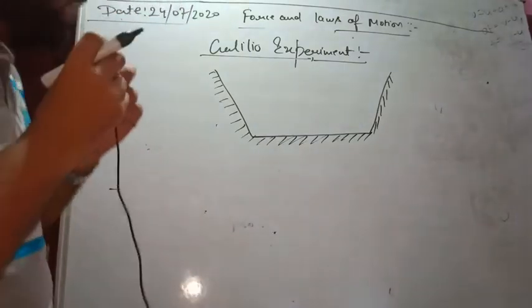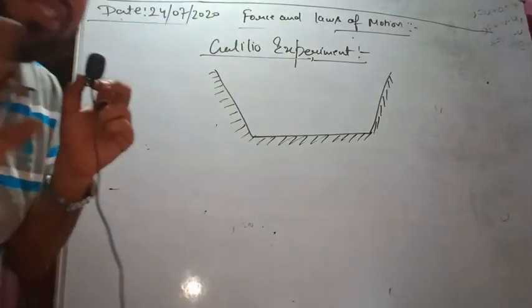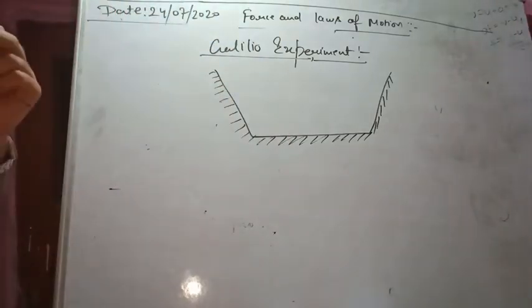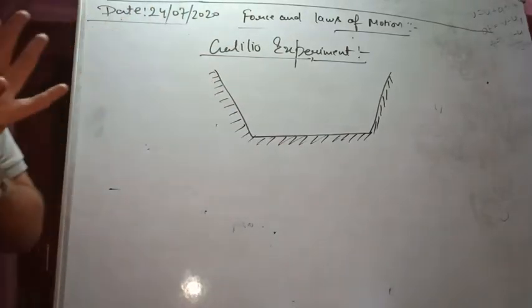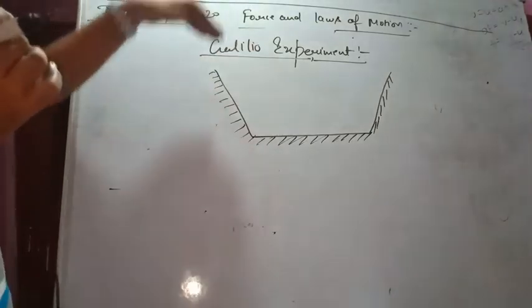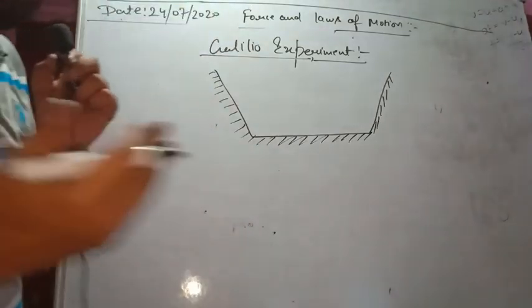So here the role is also similar, and he is considering a frictionless surface. So there is no trouble at all. Once the object starts moving, it will keep on moving. This is what Galileo was considering once he was doing this experiment. So what was his observation? Let us come to that.